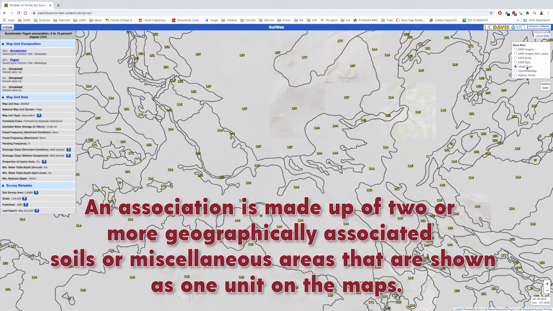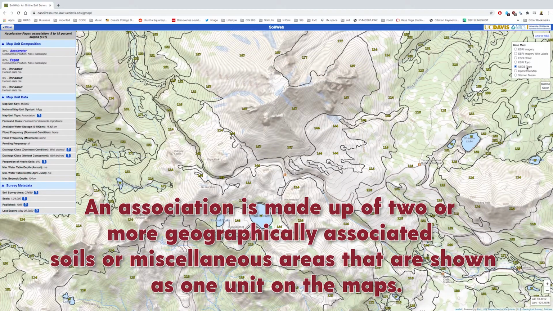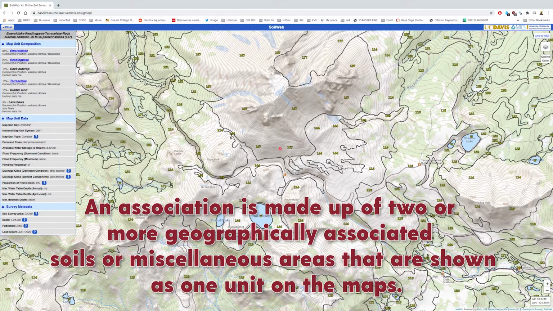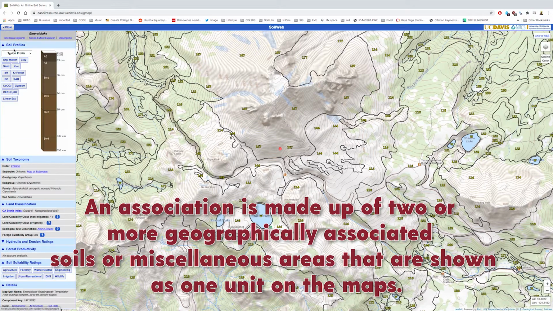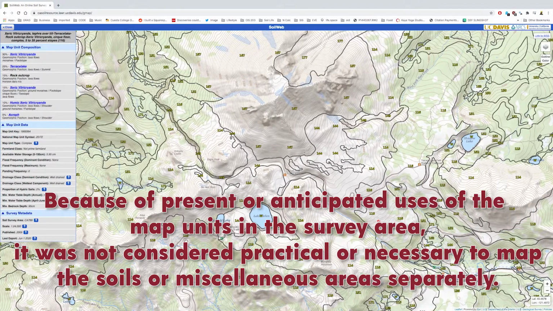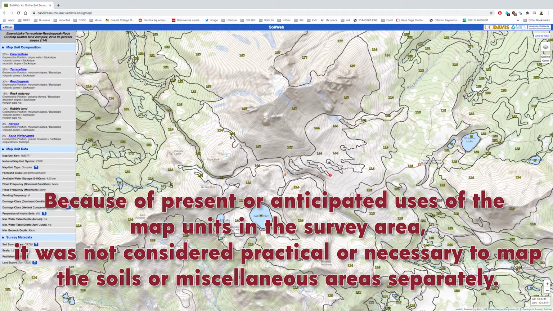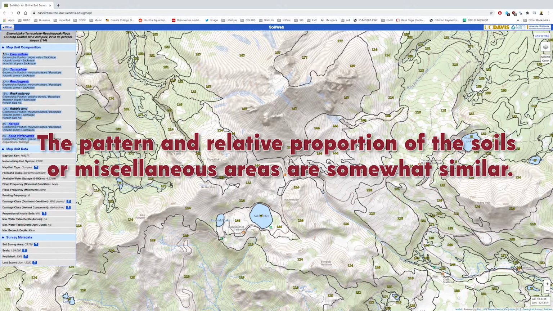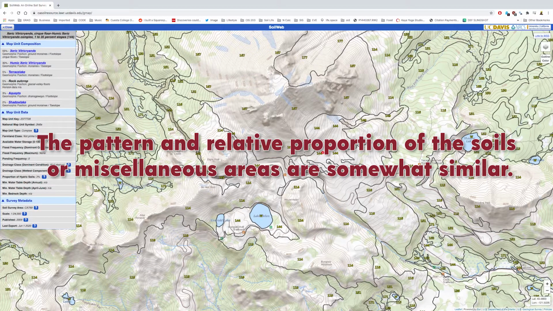An association is made up of two or more geographically associated soils or miscellaneous areas that are shown as one unit on the maps. Because of the present or anticipated uses of the maps in the soil area, it was not considered practical or necessary to map the soils or miscellaneous areas separately. The pattern of relative proportion of soils or miscellaneous areas are somewhat similar.